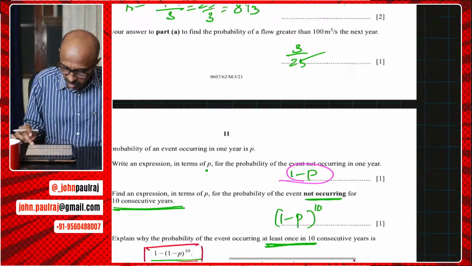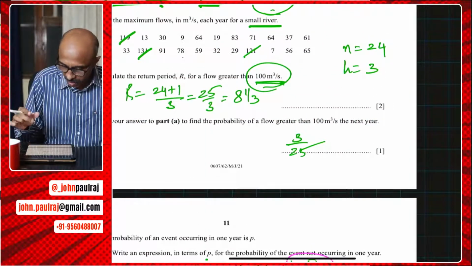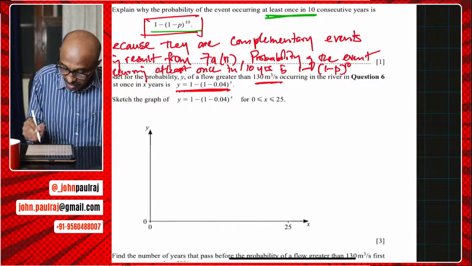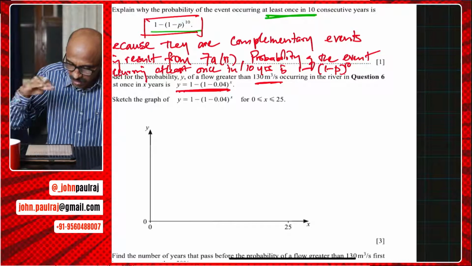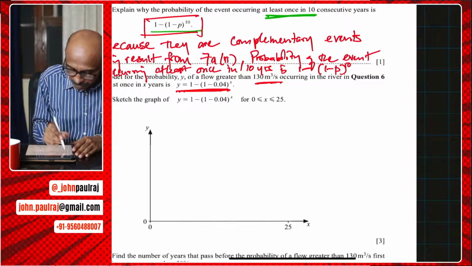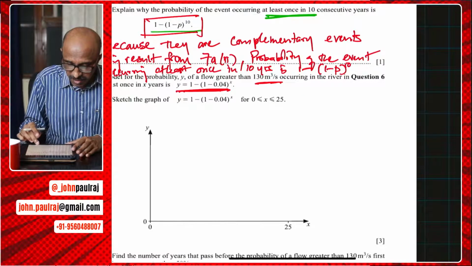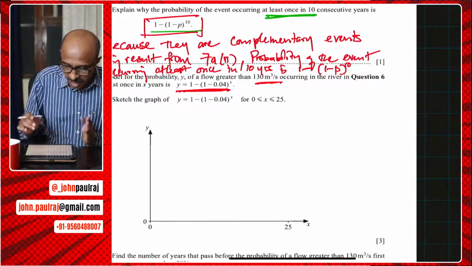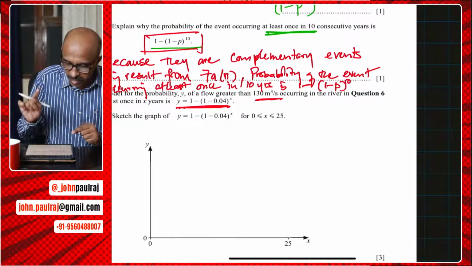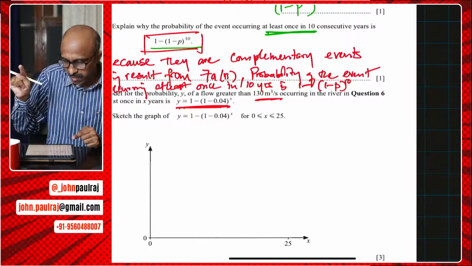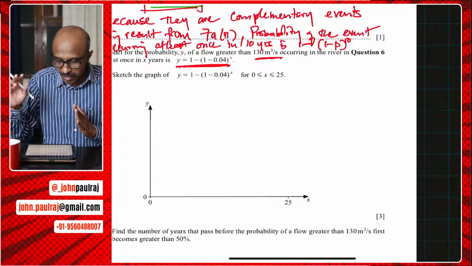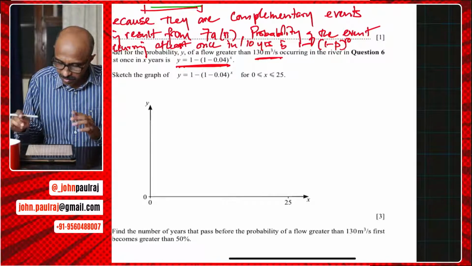Okay, so 160 is not mentioned, that was just for 100, but they've made another probability, another equation. Here we go. That is the probability for the same river. 130 is the mark we're looking at. So anything greater than 130 meter cube per second occurring in that same river, at least once in the x years. So x-axis is the years, and the probability along the y-axis is given by that model, by that equation. Y is equal to 1 minus 0.04 to the power of x. Sketch the graph of y is equal to 1 minus 0.04 to the power of x between 0 and 25.